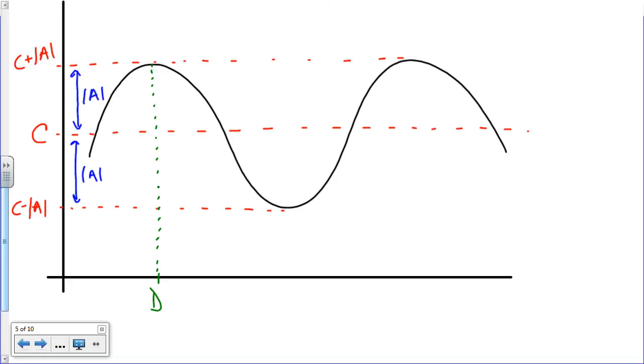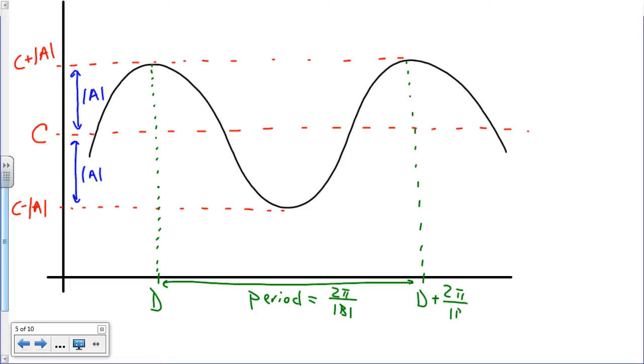And then the last piece is to determine the period. The period is the distance, in this case, from one maximum to the next maximum. So this horizontal distance here is the period, which of course is equal to 2 pi divided by the absolute value of b. I guess if you wanted to name this point, you could call it d plus 2 pi over the absolute value of b. That usually isn't necessary, but that would be the name of it. Okay, so there's the A, B, C, and D and how they all fit into our graph.